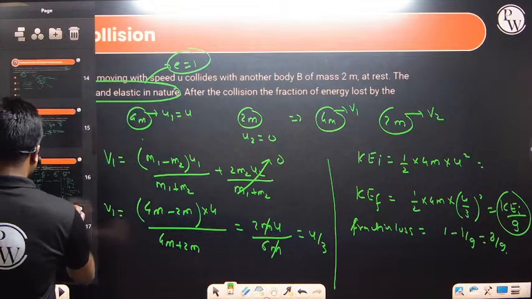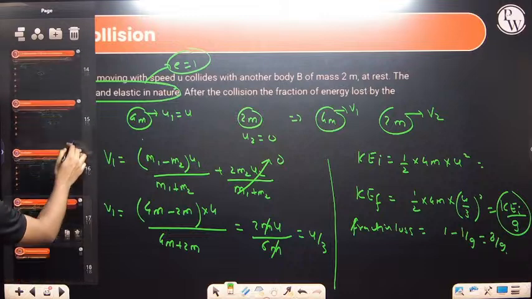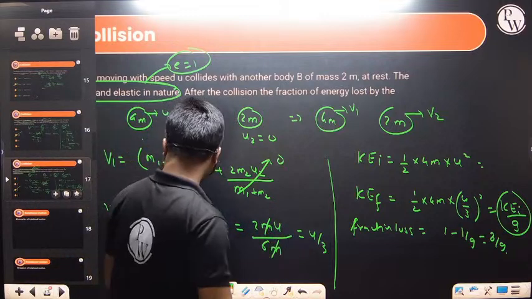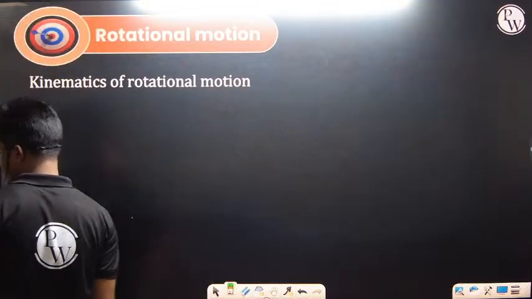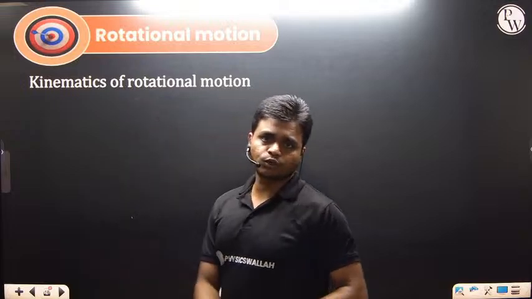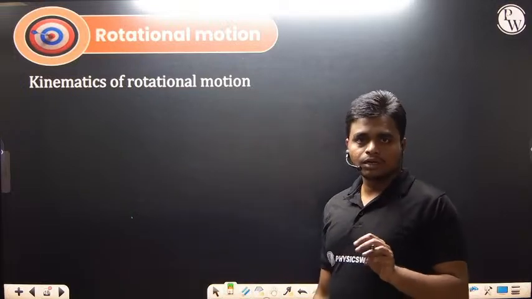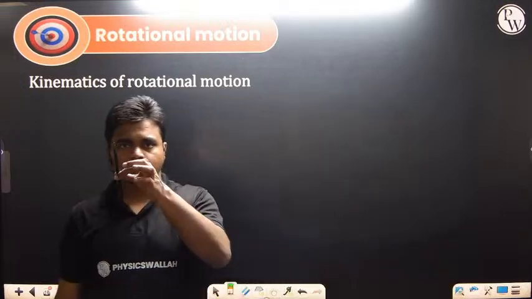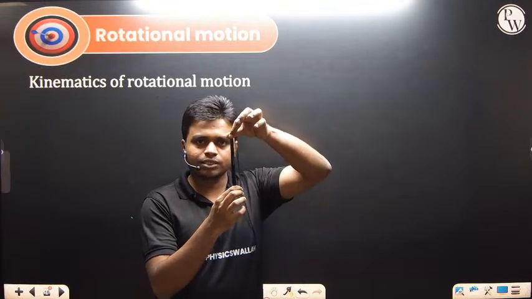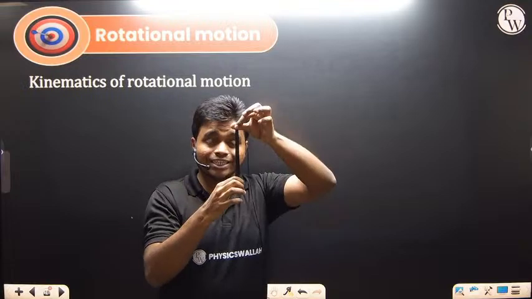So this was the center of mass. We can see the collision; basic questions are asked from collision as well as center of mass. Let's move to our next topic, that is rotational motion. So what is rotational motion? If any object is changing its rotation with respect to one fixed axis. Right now, if we talk about this, it will be translation motion. If I fix this particular point and the object is changing its orientation, then it will be called rotational motion.